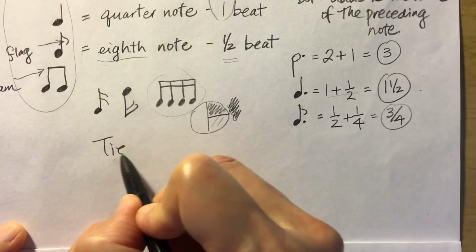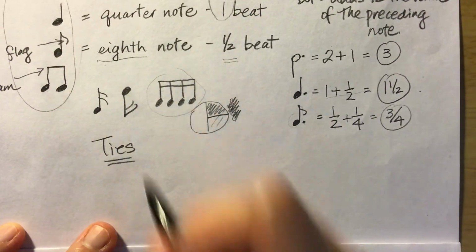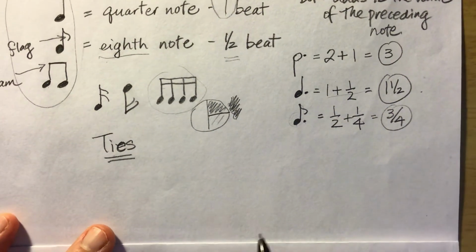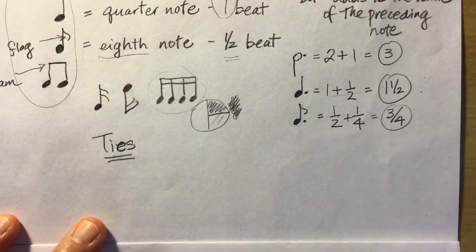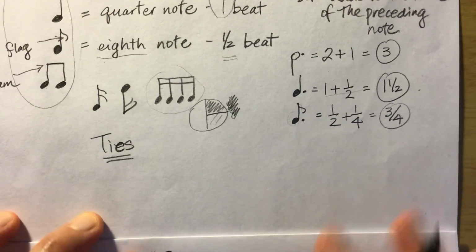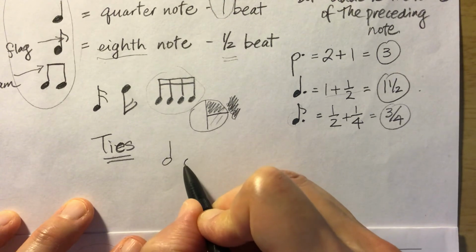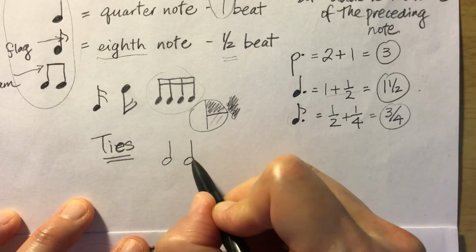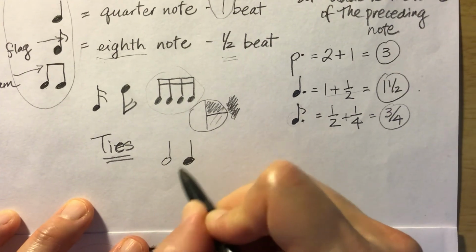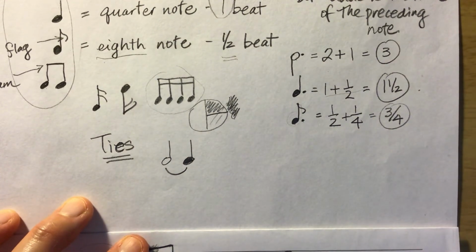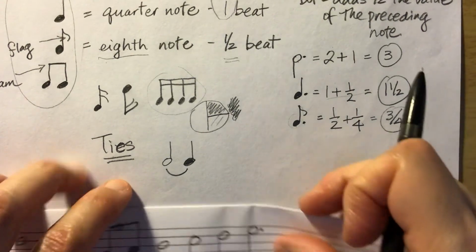That's an E, not a C. That's a tie. A tie is something you're going to see as a curved line. So if I do this, it kind of looks like a smile, doesn't it? That is a tie. So know the difference.